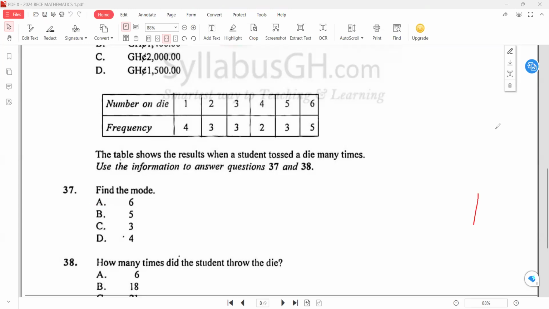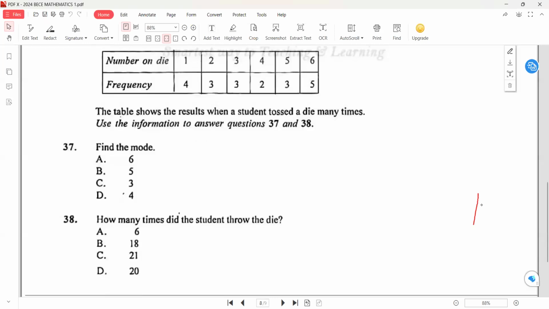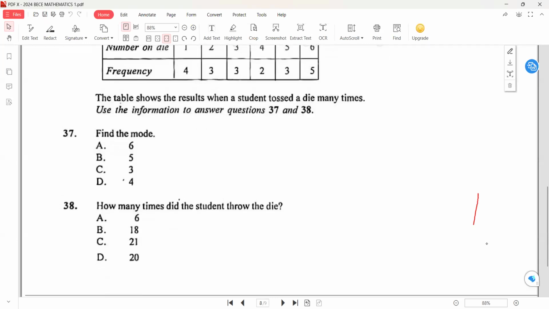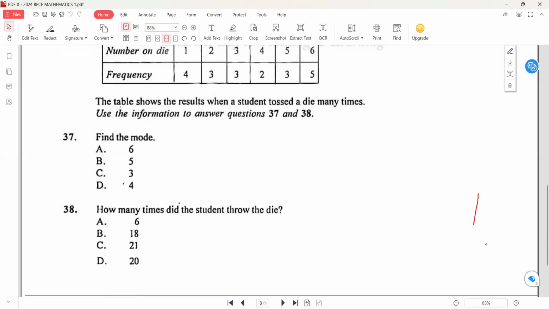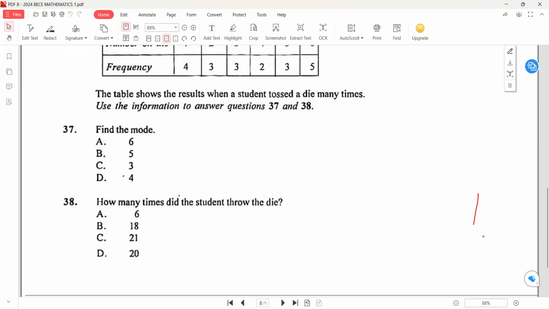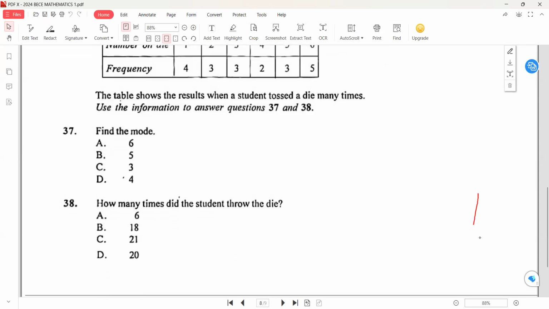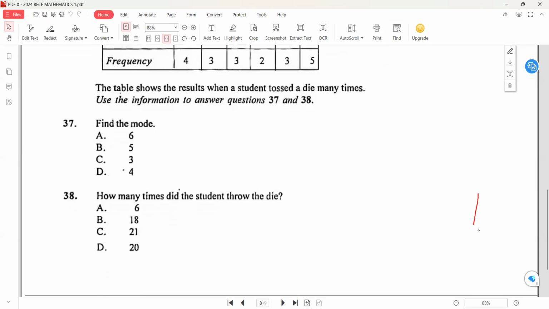How many times did the student show the die? We add the frequencies. That should be 20. 4 plus 3, 7 plus 3, 10, plus 2, 12, plus 3, 15, plus 5, 20. So that should be 20.